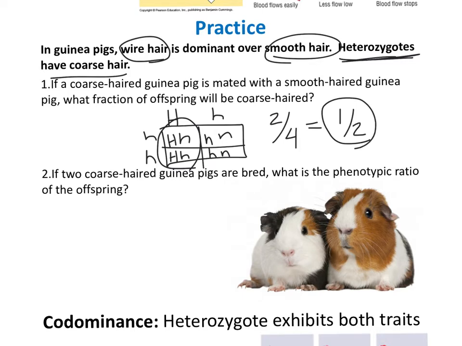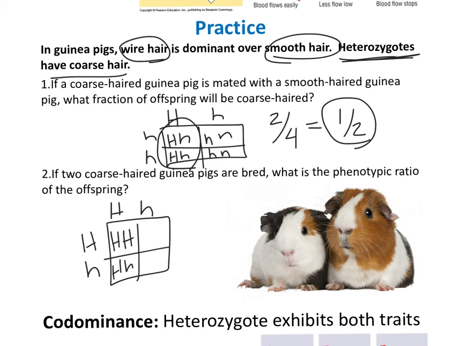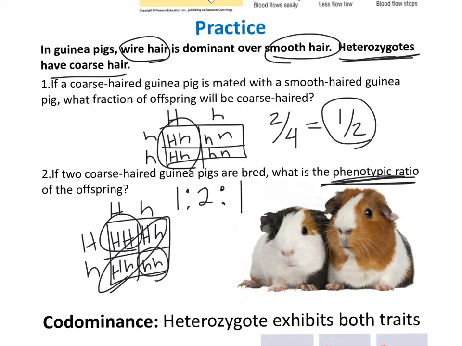Question number 2, if I have 2 coarse-haired, so I've got 2 that are heterozygous and they are bred, I am then asked what is the phenotypic ratio. So I'm going to figure out how many are wired-haired. Wired-haired would be 1. How many are coarse-haired would be 2. And how many are smooth-haired would be 1. So my ratio should be 1 to 2 to 1.